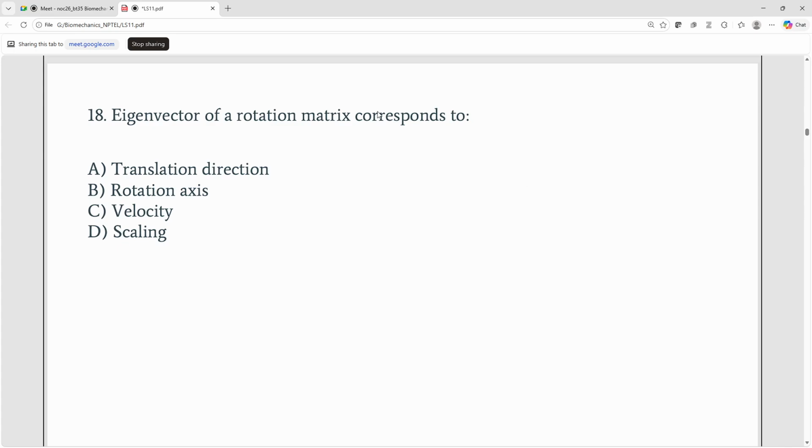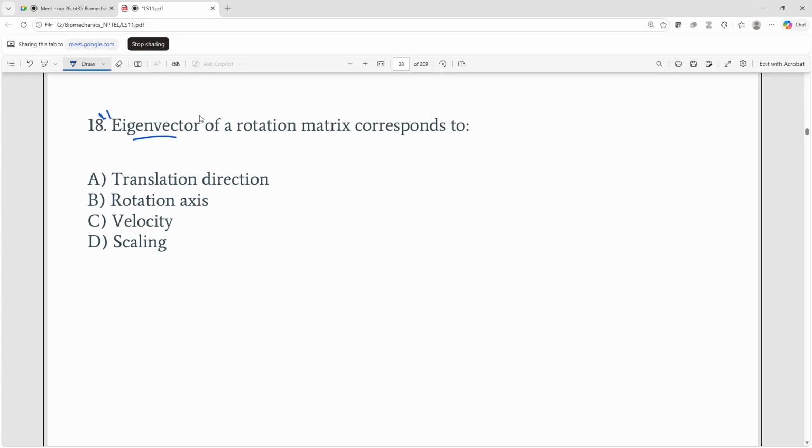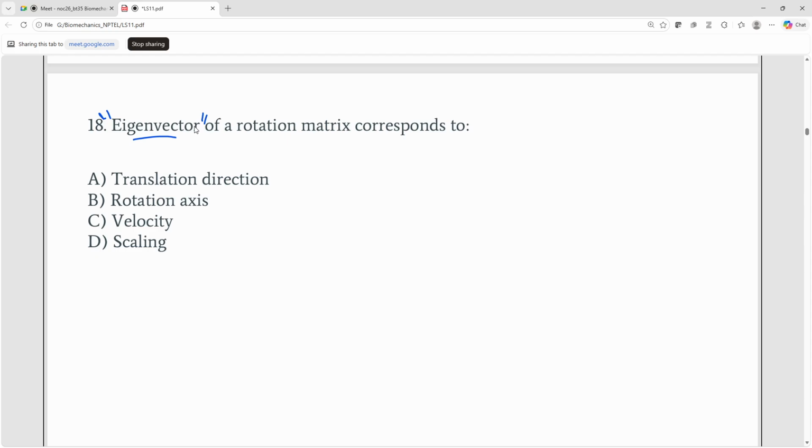Next question. Eigenvector of a rotation matrix corresponds to which among the following? Options are option A, translation direction, option B, rotation axis, option C, velocity, option D, scaling. The eigenvector, you might have studied eigenvectors in your school time itself. So what does the eigenvector of a rotation matrix correspond to?